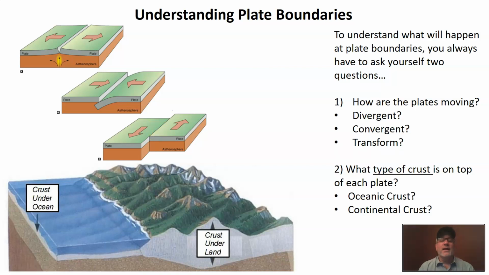Once you have decided that, the second question you need to ask yourself is what type of crust is on top of the plates? So for a plate boundary, we of course have two plates. Is it two pieces of oceanic crust, which is thin and very heavy? Or is it a piece of oceanic crust and a piece of continental crust? Remember, continental crust is much thicker and it's much lighter, doesn't weigh as much. So we need to understand how the plates are moving and what type of crust is riding on top of each plate. Let's see how that plays out by looking at some plate boundaries here in a moment.